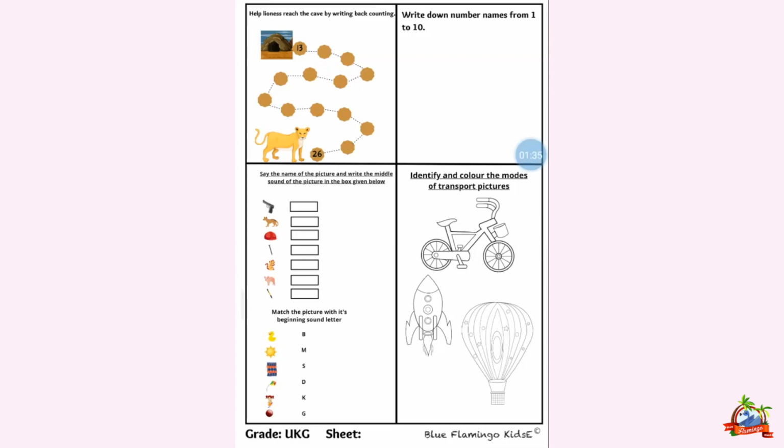How will you do this? 26, 25, 24, 23, 22, 21, 20, 19, 18, 17, 16, 15, 14 and 13. So in this way you have to write the back counting. Understood?